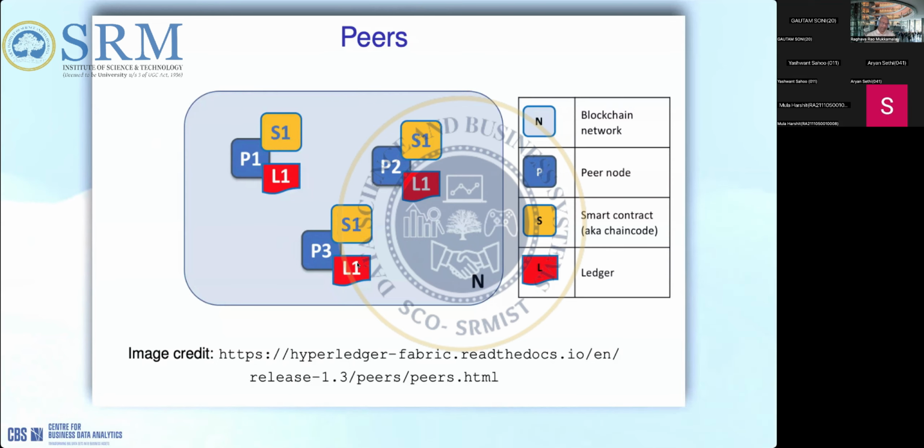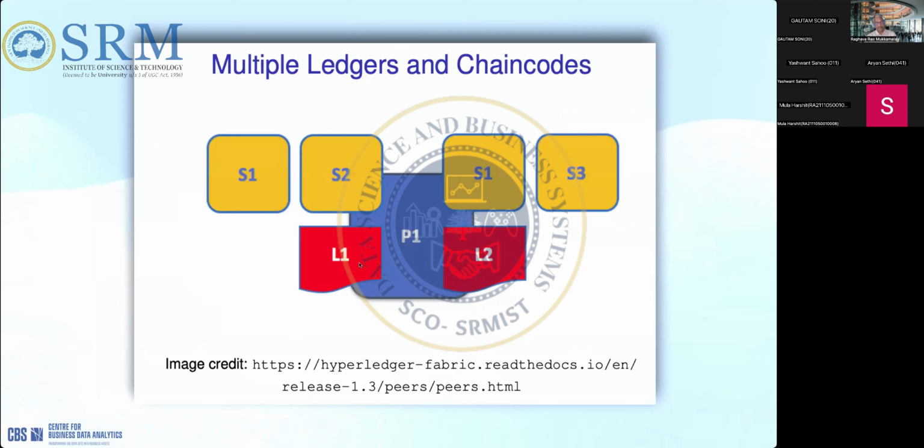So again, ledger means you can have multiple ledgers. Let me get back to you on that. Yeah, so this is the multiple ledgers and chain code. For example, each peer can have different ledgers.